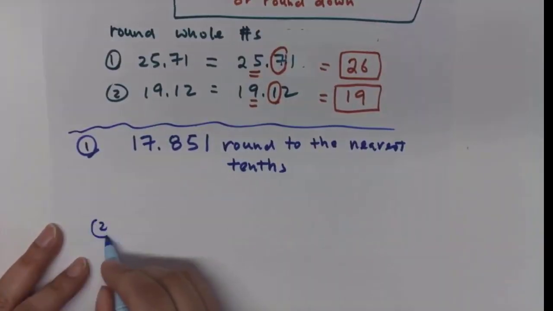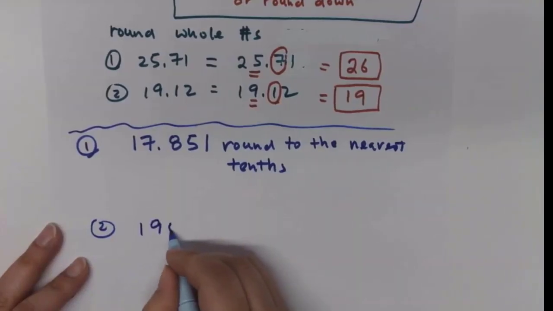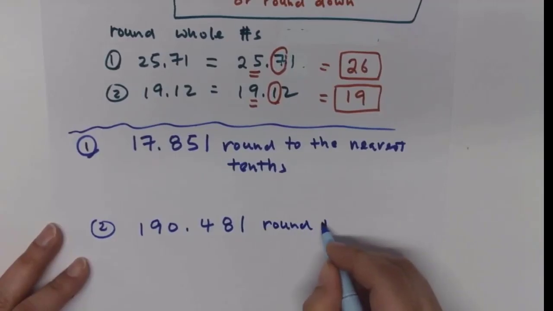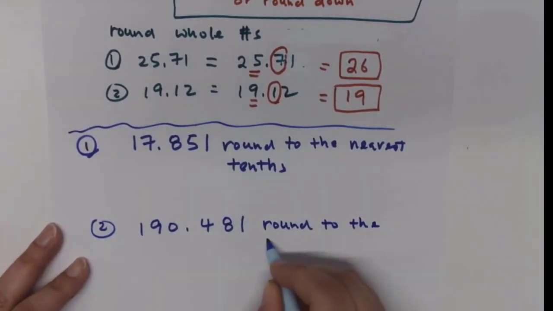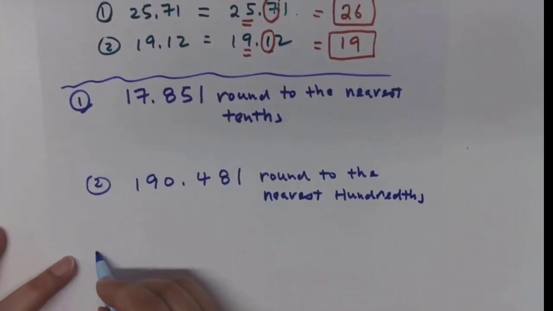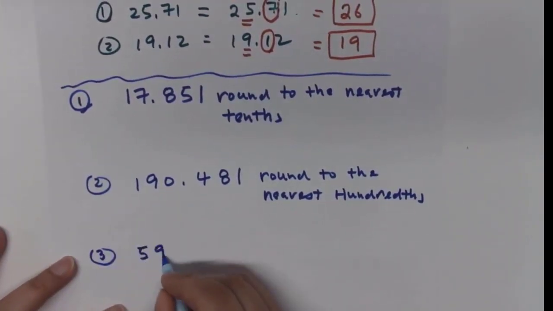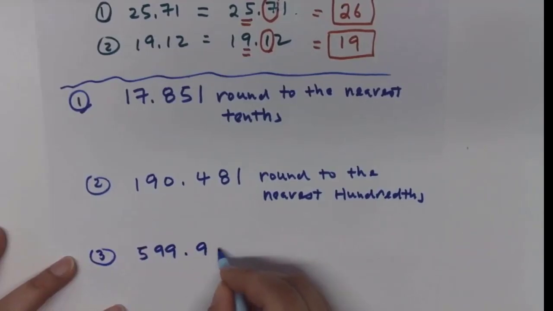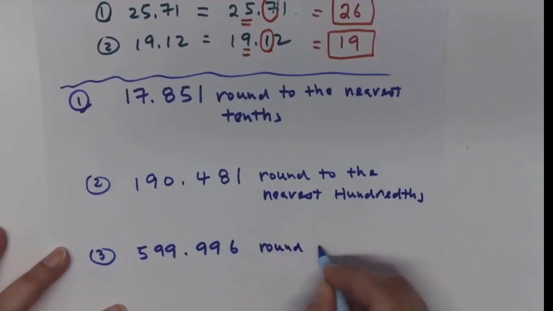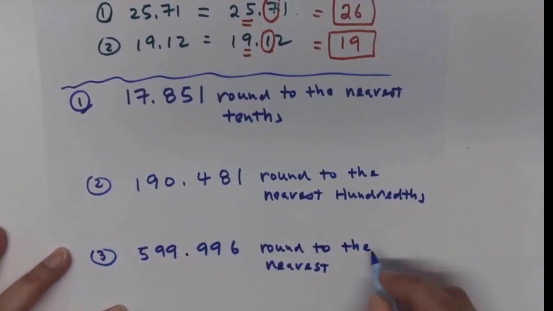The second one, I have 190.4. I want to round it to the nearest 100. And the third one, I have 599.996. I want to round it to the nearest hundredths.